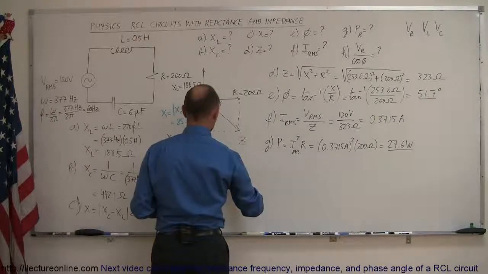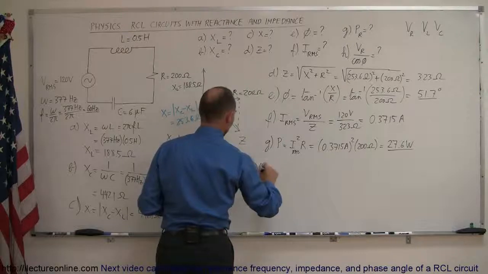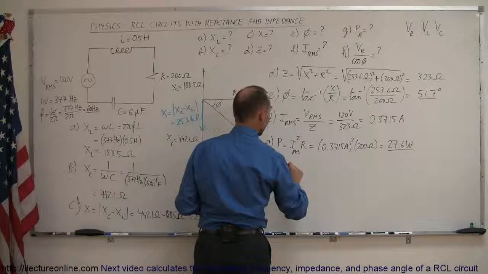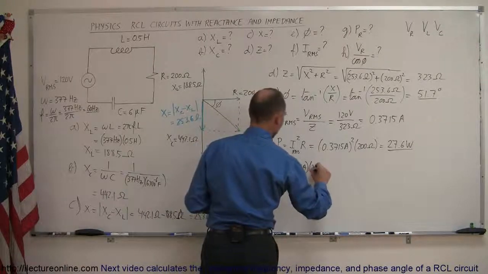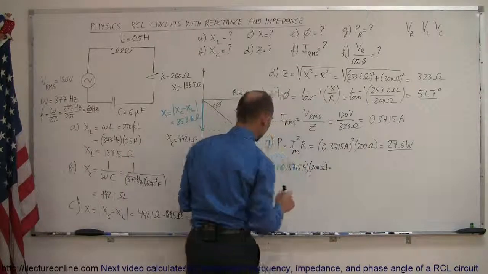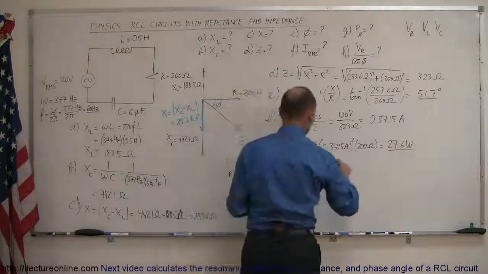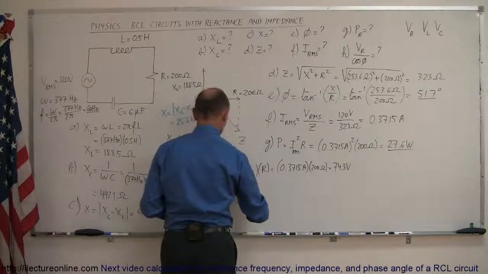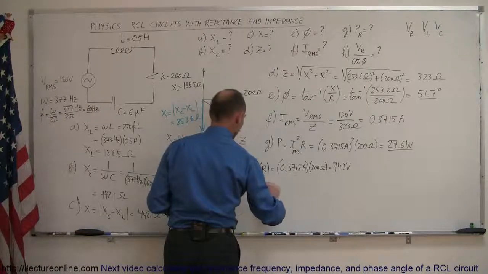So, the voltage across the resistor is equal to IRMS times the resistance. And if we do that, we get the following. We get 0.3715 amps, and we have to multiply that times the resistance of 200 ohms. And what do we get? 0.3715 times 200, and we get a voltage drop of 74.3 volts.